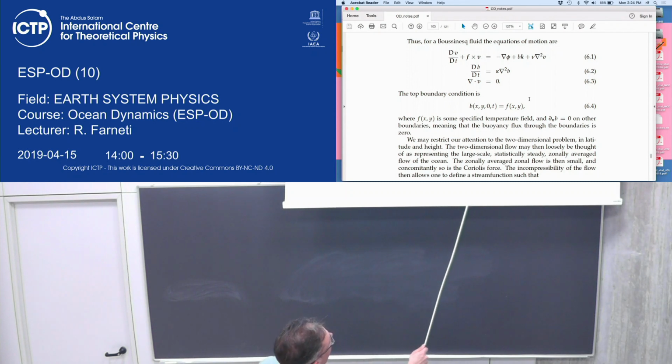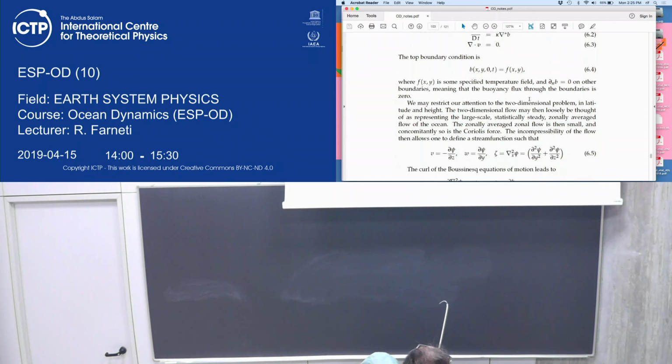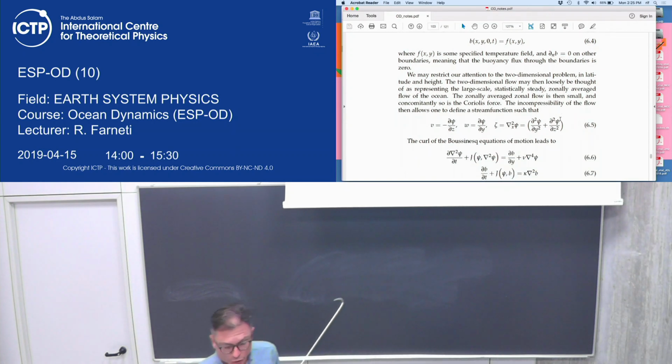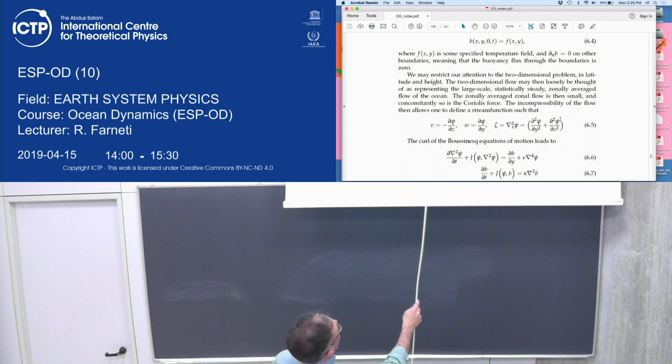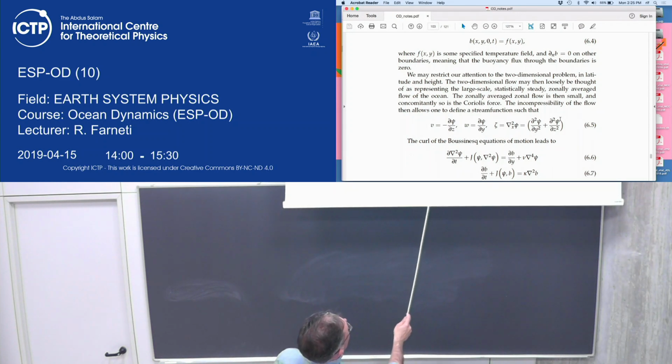We may think of this problem as a two-dimensional problem, just like the sketch that I showed you before. So just latitude and depth or height. Okay. And so you do a zonal average. Zonally averaged zonal flow is small because you've been integrating that zonally. And so the flow is going to be non-divergent, and you can use the stream function definition for your meridional flow and vertical velocity vector. Okay, so you have this definition for the stream function.